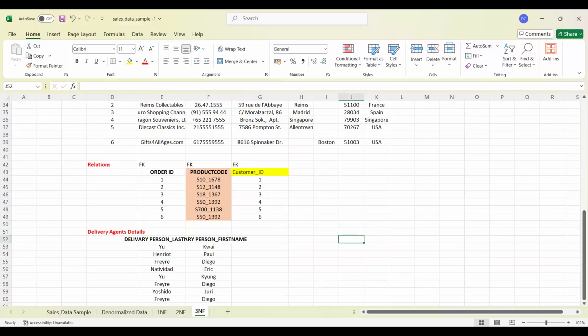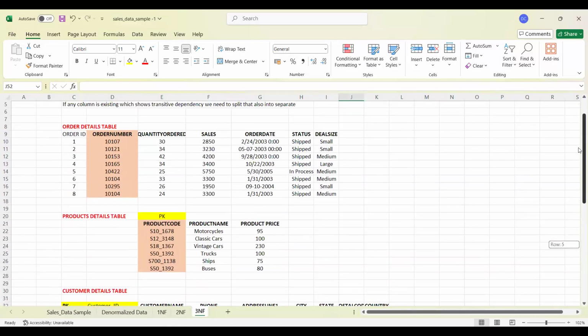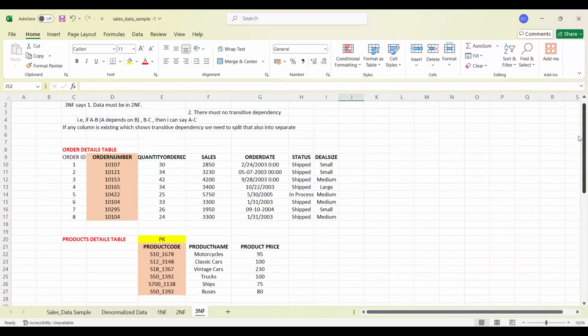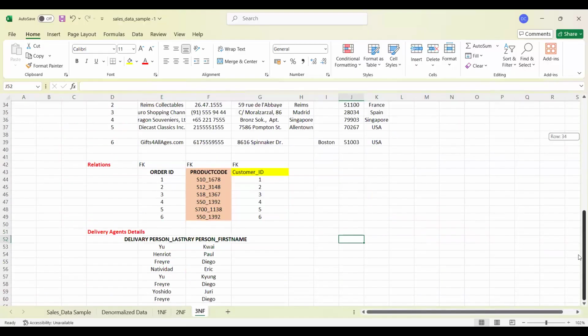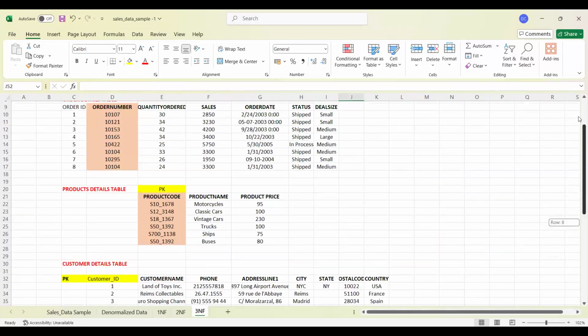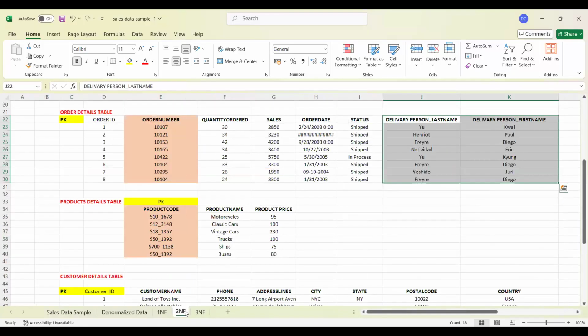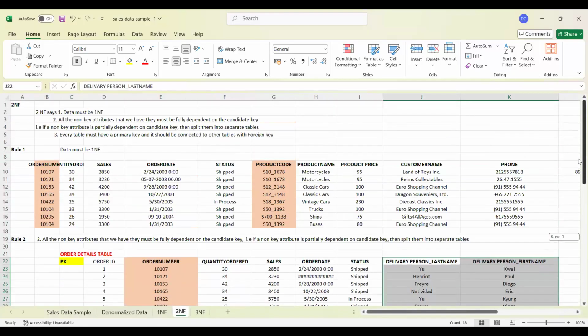Now, to satisfy the third rule, I divided the transitive dependency columns, that is, the delivery person details, into a separate table. But after dividing, we also need to make sure we follow the 2NF rule. In 2NF, for every table we need a primary key, and that should be related with the foreign key, right?